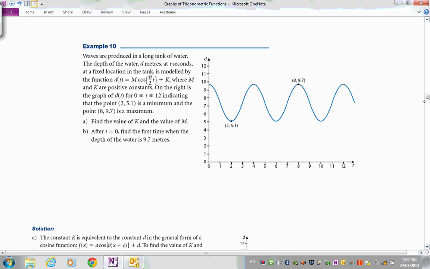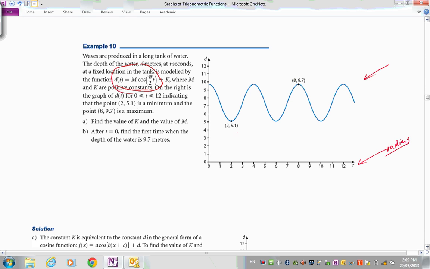So here we've got example 10. Waves are produced in a tank of water, and we're looking at this sort of modelling now. And here's the formula. We're saying they're going up and down, so it's like a sine or a cosine function. And there's our formula, and here's the graph. And can you see t here is in radians now? Because in practice it has to be a distance, not a degree, not a turning.